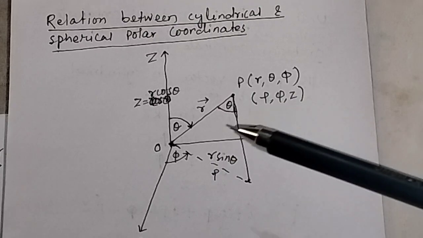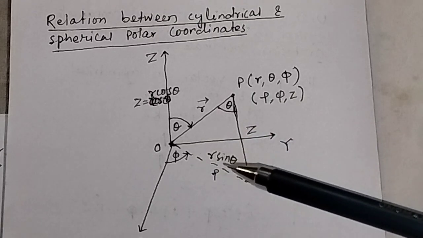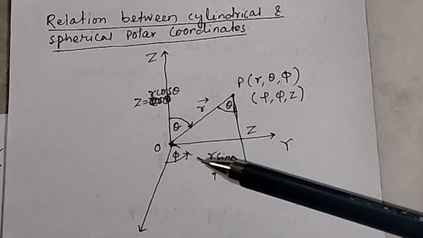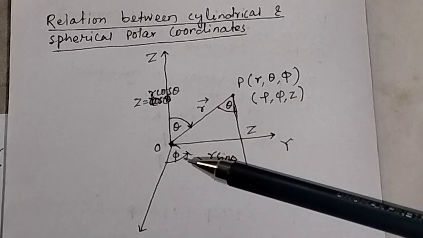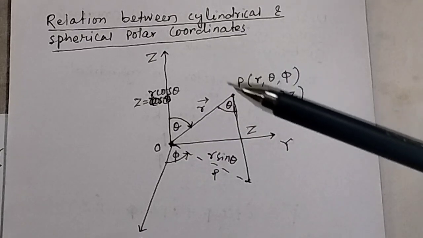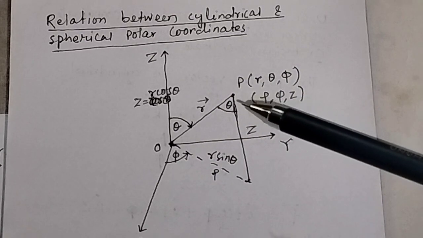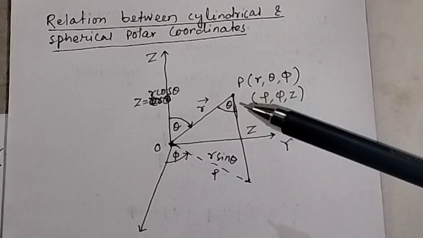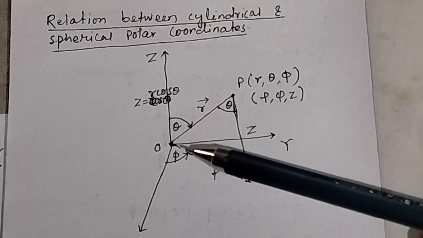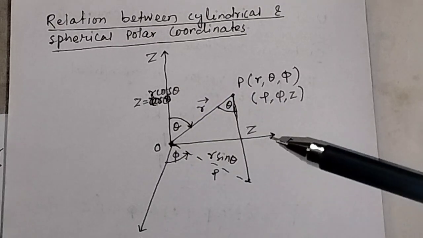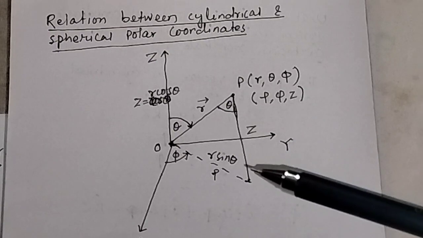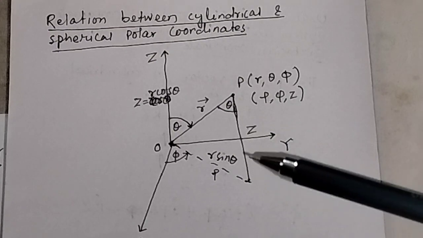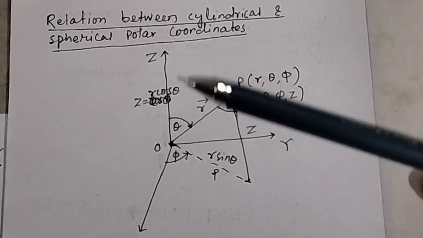Here rho is the radial distance in the xy plane, and phi is the azimuthal angle or angle in the xy plane, same as the angle in spherical polar coordinate, and z is the distance along the z direction. This is your z axis, this is your y axis, and this is your x axis. So z is the distance in the cylinder along the z direction.